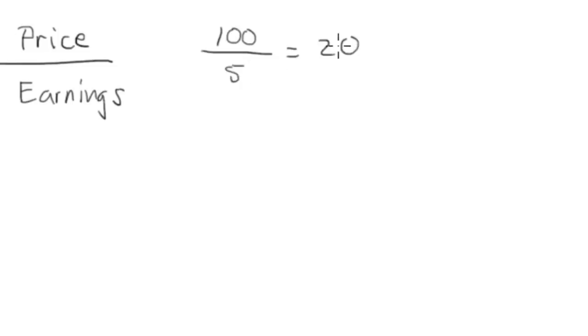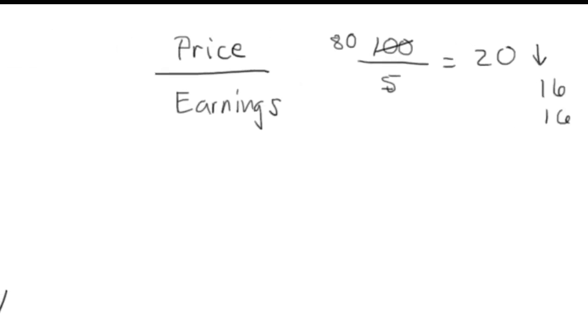Now, if we want this number to go down, if we want 20 to go down, we could do one of two things. We can adjust the numerator and make it 80, while the denominator stays at 5. So 80 divided by 5 is 16. Now, let's say we wanted to keep this at 100. How else could we make this ratio go down? Well, we could increase the denominator. We could make the denominator 6. So 6 into 100 equals what? It equals 16.